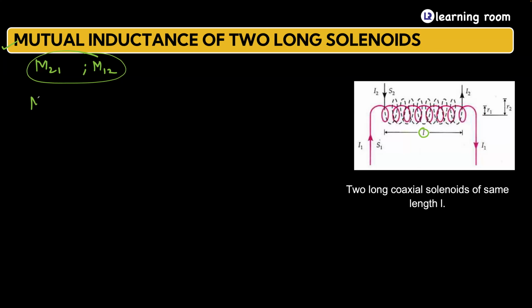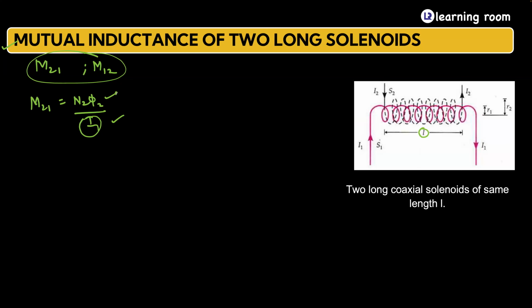So for me to define M21, what do I need? I need N2 phi 2 divided by I1. So this clearly indicates, listen to this carefully, depending on the value of I1, you will be able to understand which is acting as the primary and which is acting as the secondary. Whichever coil is carrying the current I1 is considered to be the primary. In this case, the secondary coil is the second one and the primary is the first one, right?